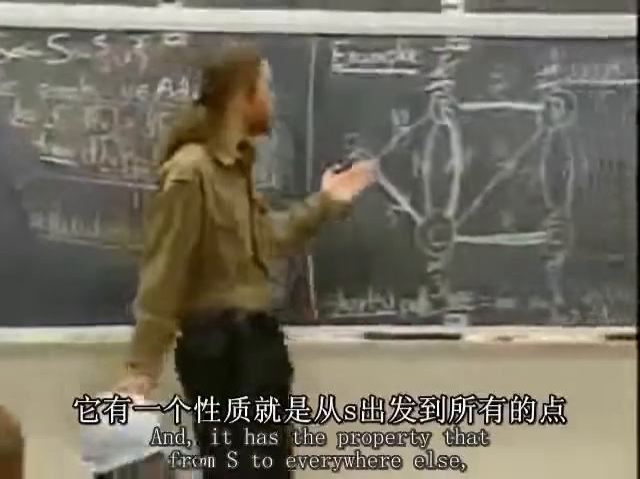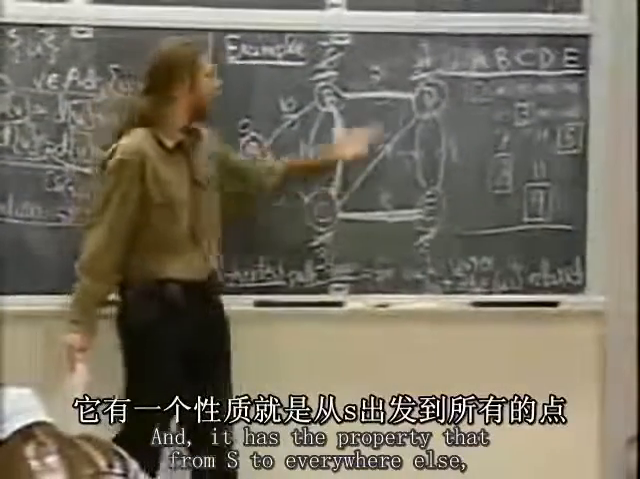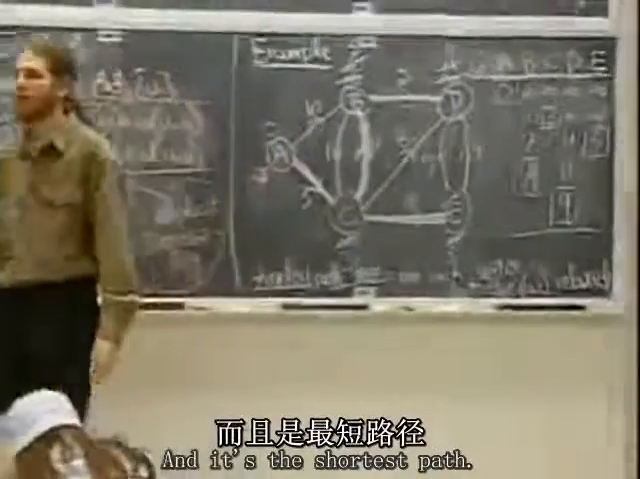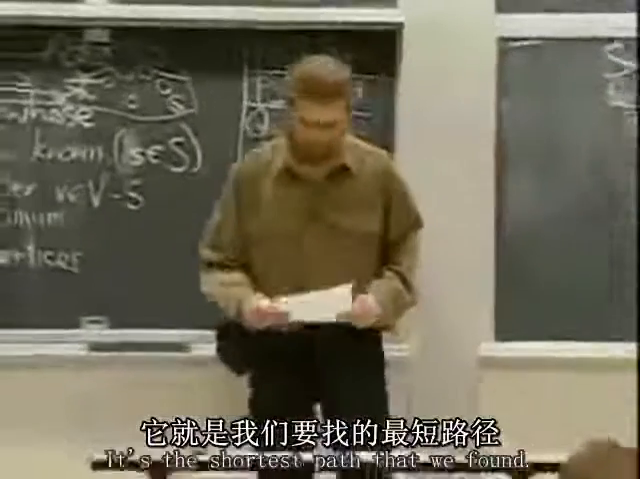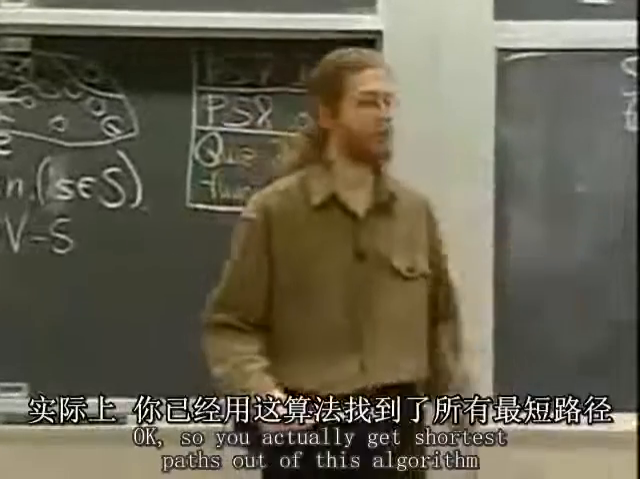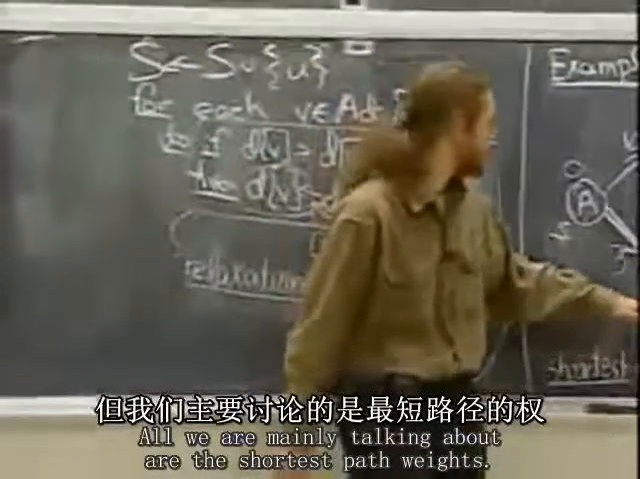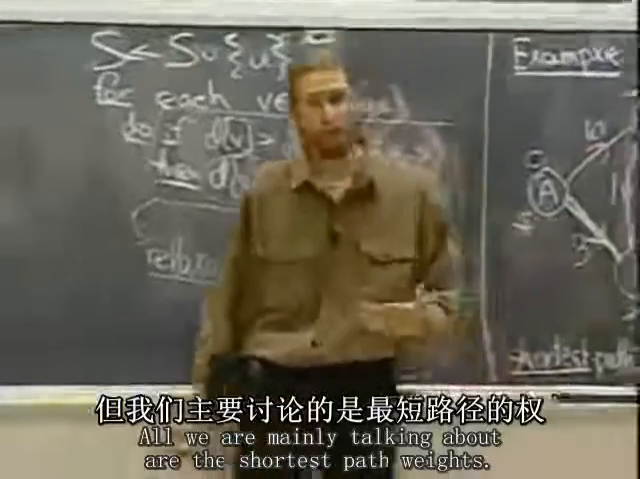And it has the property that from S to everywhere else, there's a unique path down the tree. And it's the shortest path. It's the shortest path that we found. Okay, so you actually get shortest paths out of this algorithm, even though it's not explicitly described. All we're mainly talking about are the shortest path weights.